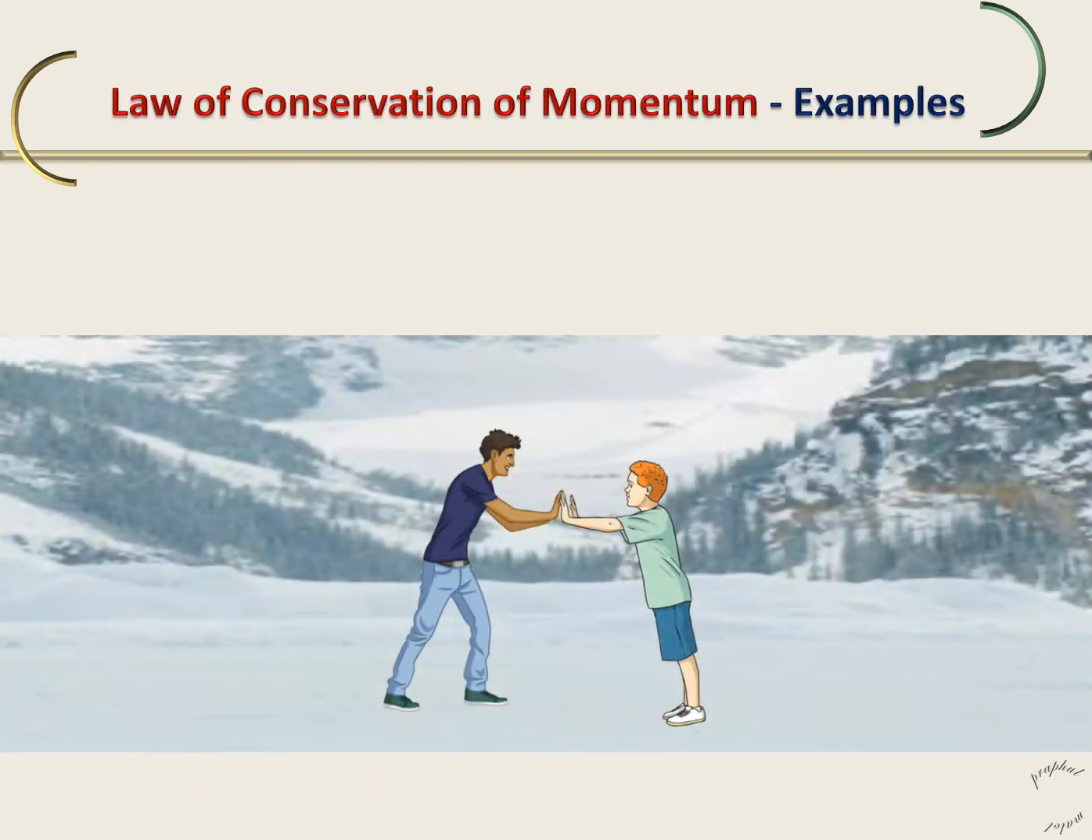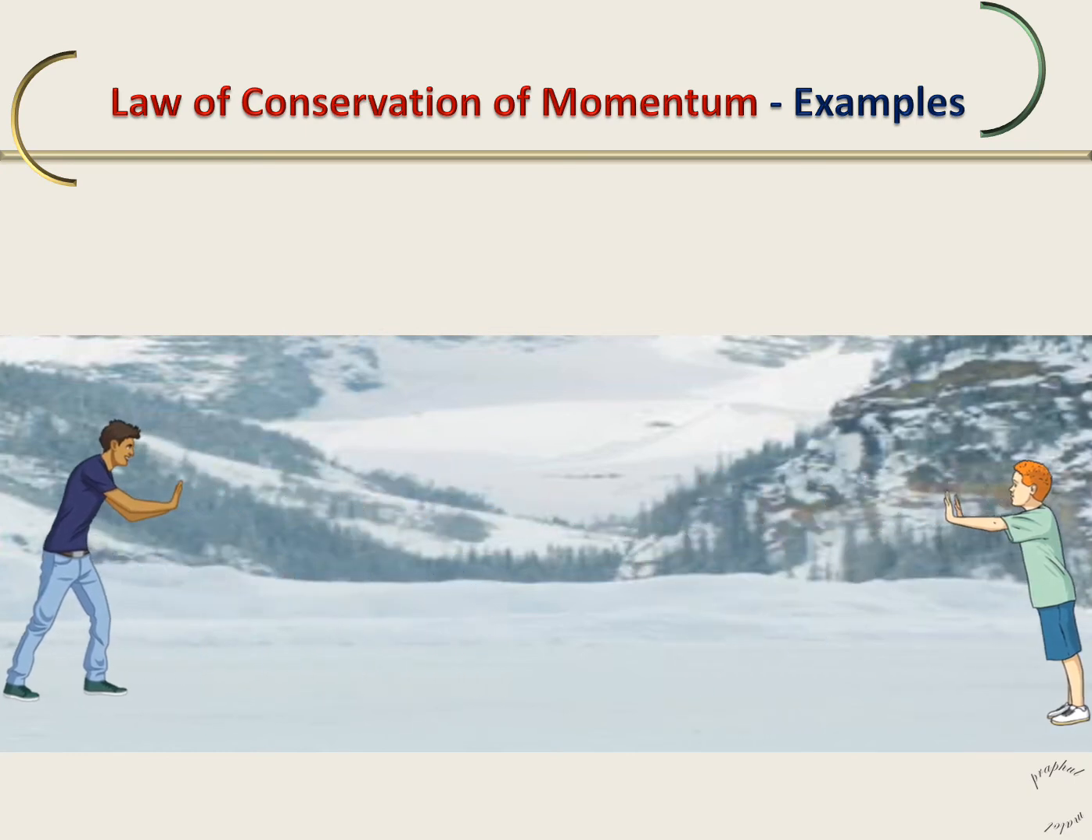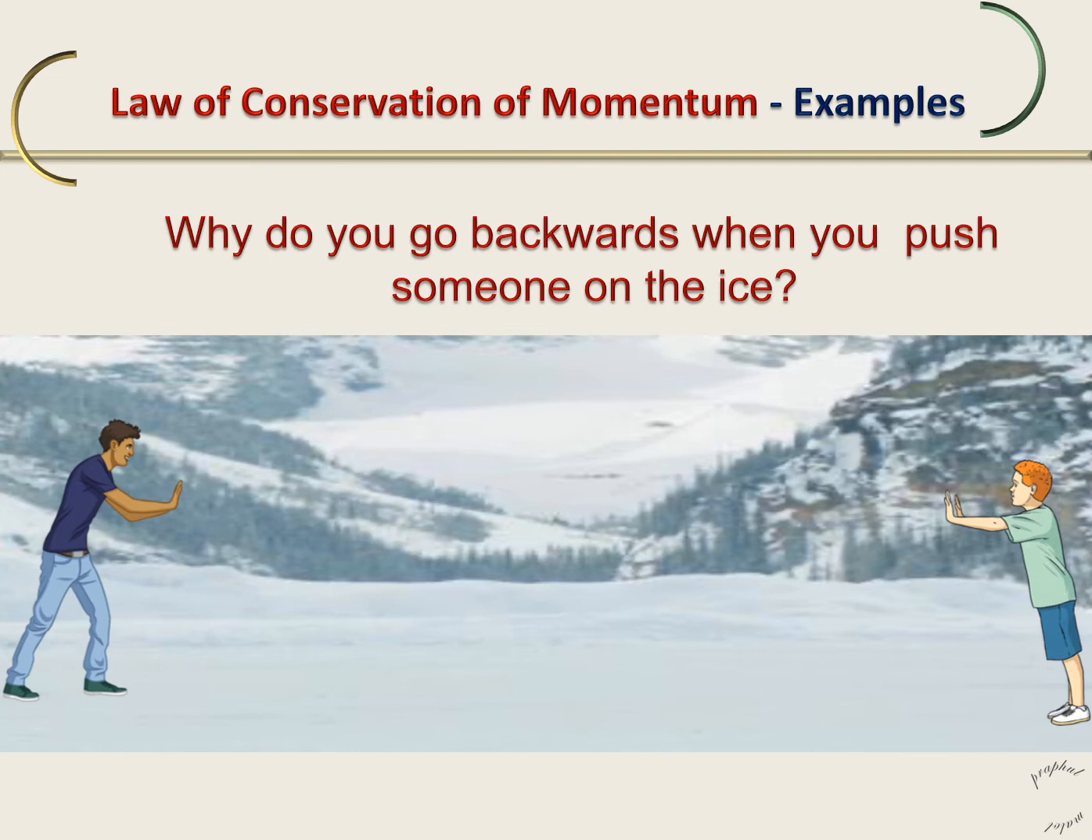More examples for conservation of momentum. Let's say you are pushing a person on ice. So let's see what happens. Both of you will move. So when you push a person, why do you go backwards yourself? This is the question. You could easily explain this using Newton's third law, but here we are trying to explain this using the law of conservation of momentum. In fact, Newton's third law is exactly the same as the law of conservation of momentum.